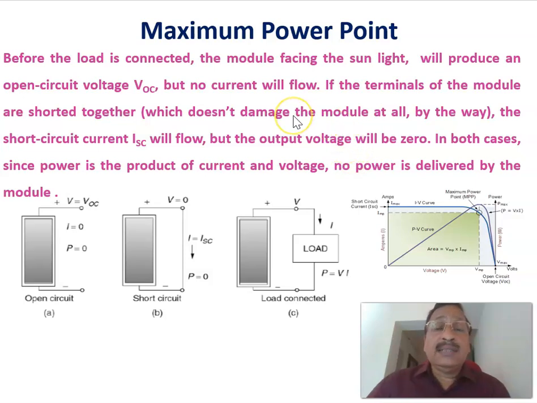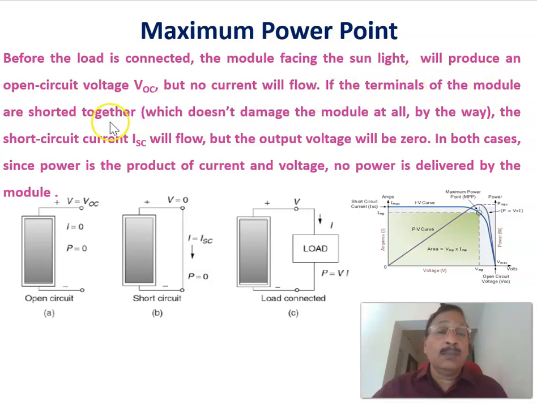In the previous slides, we have seen the open circuit voltage and the short circuit current of a solar cell. Now we see the maximum power point. As we have already seen, this is the PV curve of a solar cell, and the maximum power is this point, called the maximum power point, or P max. Before the load is connected, the module facing the sunlight will produce an open circuit voltage VOC, because it is open circuited. Current is equal to zero, and the voltage that is produced is called the open circuit voltage, but no current will flow.